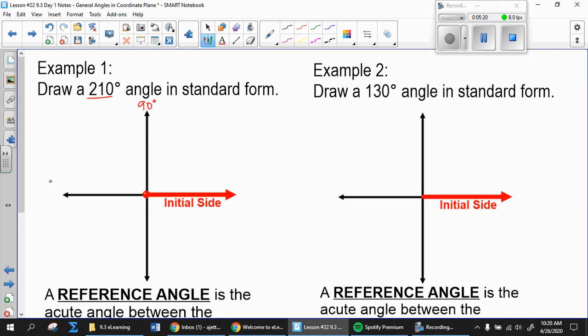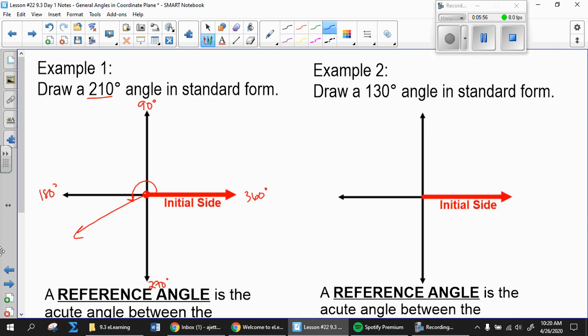Again, here's my 90. When I get over here, it's 180, 270, so I'm adding 90 degrees as I go around. So I know 210 is going to fall somewhere right here between 180 and 270. That tells me my angle is going to rotate around 90, 180, until it gets right around here at 210 degrees. So this is my 210 degree angle.